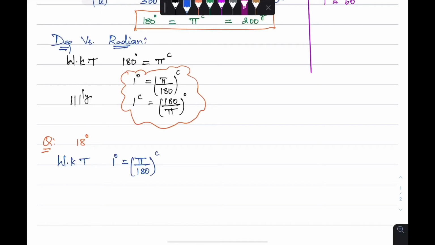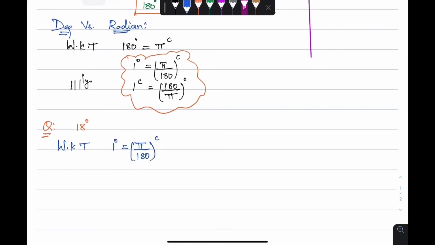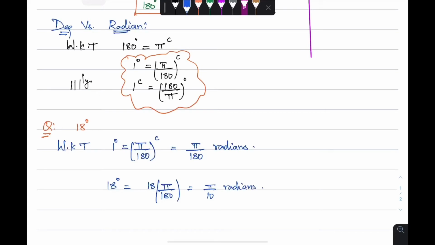I would recommend you to write this every time in all the problems, so that it gets registered. You can also write pi by 180 radian as it is mentioned in your book. So what will be 18 degree, children? Very simple, 18 into pi by 180 radians. Fantastic, which is actually pi by 10 radian. Very good. It's as simple as that, children.